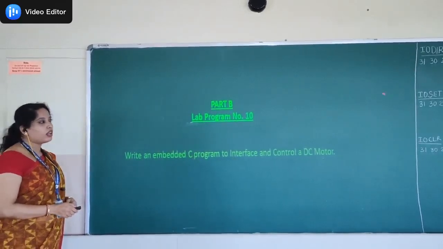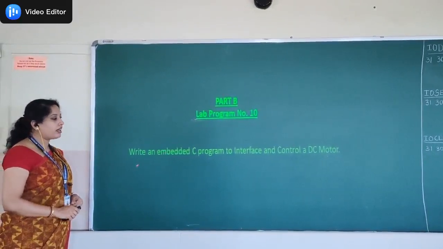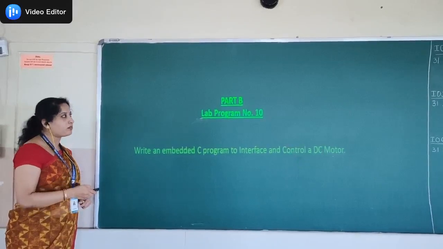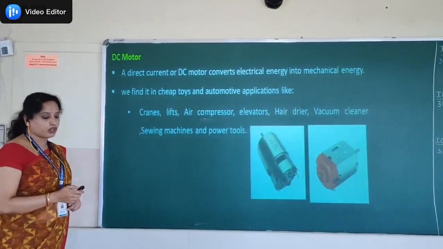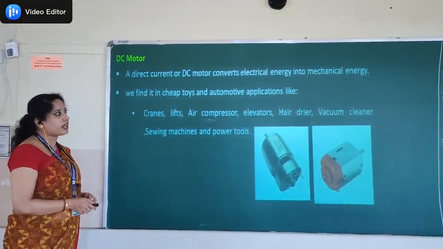Hello student, now I am going to explain Part B lab program number 10. Write an embedded C program to interface and control a DC motor. So basically a DC motor, also called a direct current motor, converts electrical energy into mechanical energy.